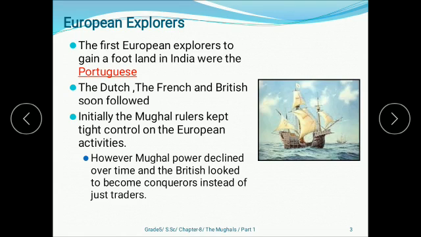Initially the Mughal rulers kept tight control on European activity, but later on what happened? Mughal power declined over time and the British looked to become conquerors instead of just traders. So the British were the conquerors and they were not just traders, right? So let's first read about the Portuguese.